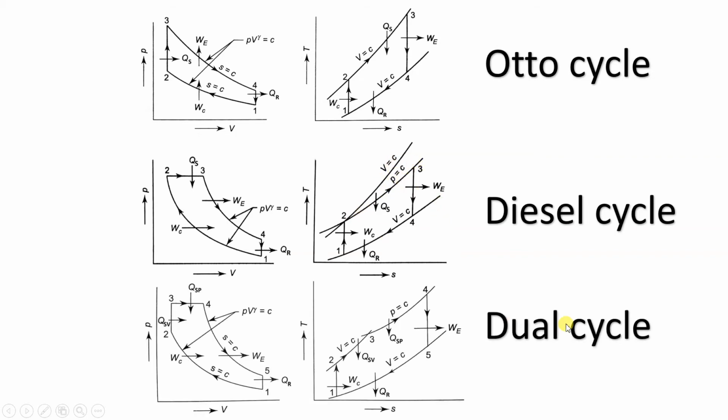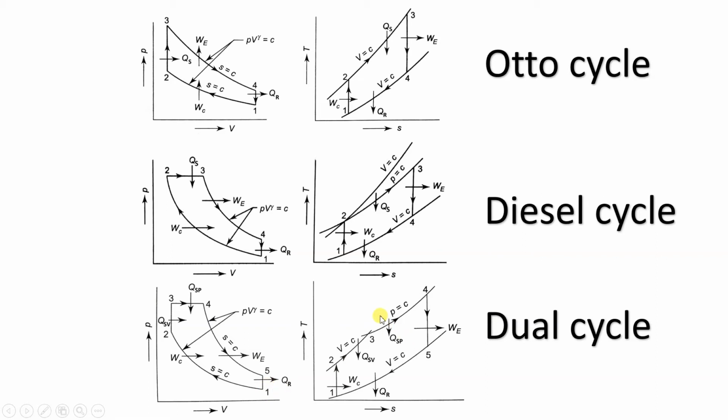Next one is dual cycle. In case of dual cycle, heat is added at constant volume as well as constant pressure. So what are the processes in case of dual cycle? 1 to 2 is isentropic compression, then 2 to 3 is constant volume heat addition, 3 to 4 is constant pressure heat addition, 4 to 5 is isentropic expansion, and 5 to 1 is constant volume heat rejection.